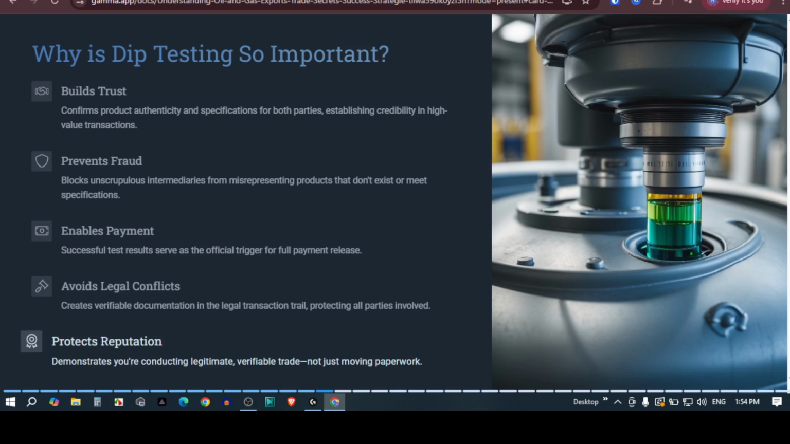So remember, dip testing isn't optional. It's your shield. Coming up next in my full course, I'll break down the step-by-step procedure of a full dip test, so you know exactly how it's done in a legitimate FOB transaction.